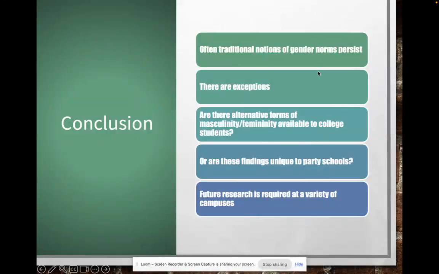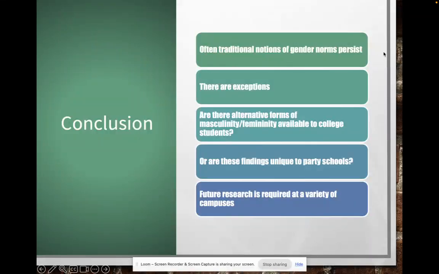But there are some exceptions. And so I wonder if there are exceptions or alternative forms of masculinity and femininity available to college students. Does that mean, if you think about the developmental process and the fact that oftentimes traditional college age students aren't seen as quote unquote real adults, they're still quote unquote finding themselves, right? That's how we as a society tend to refer to young people in college.